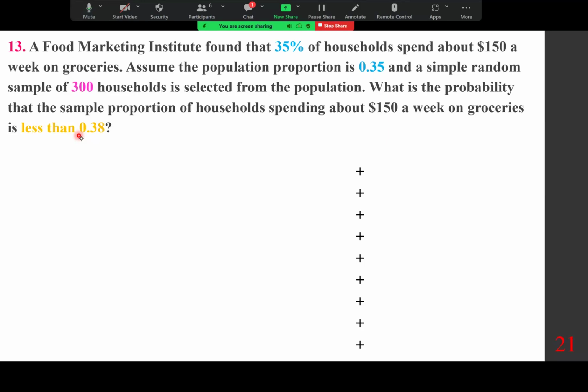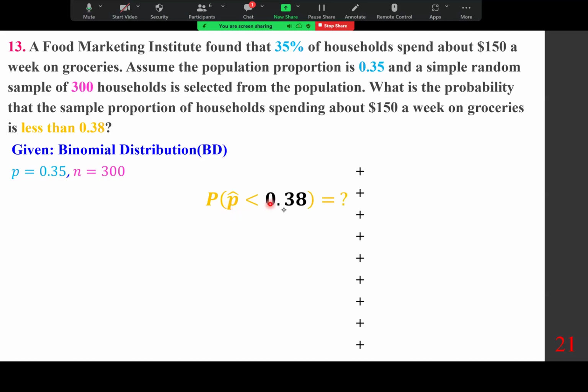This is a binomial distribution with n being 300 and p being 0.35. So there are two possibilities, either 35% of households spend this much or not. That's why it's a binomial distribution and n is 300. And there are a couple of different ways to approach it. First and foremost, we want the probability of a p hat less than 0.38, because this one is p hat. What is the probability that the sample proportion is less than 0.38?